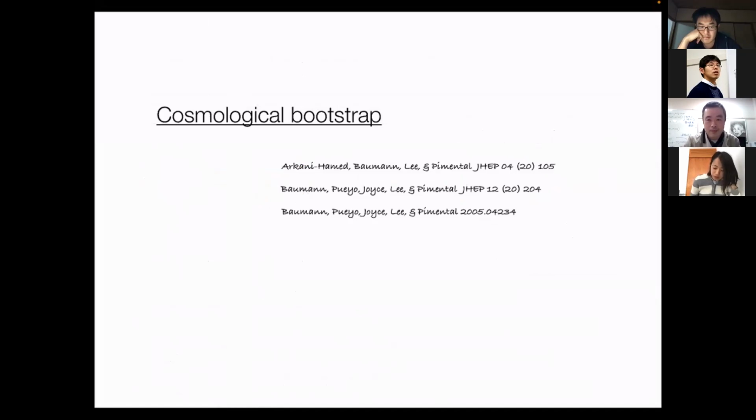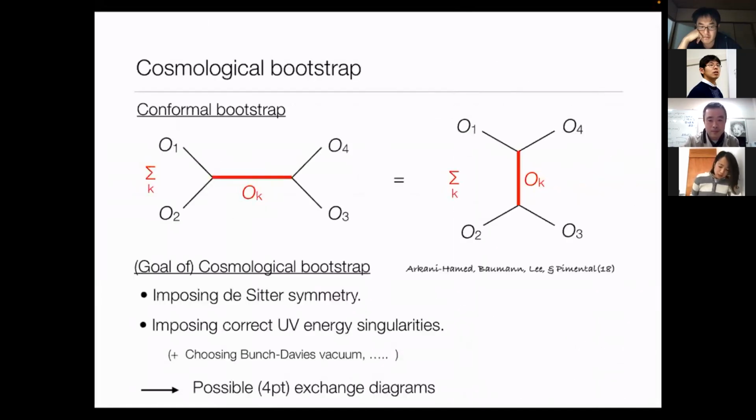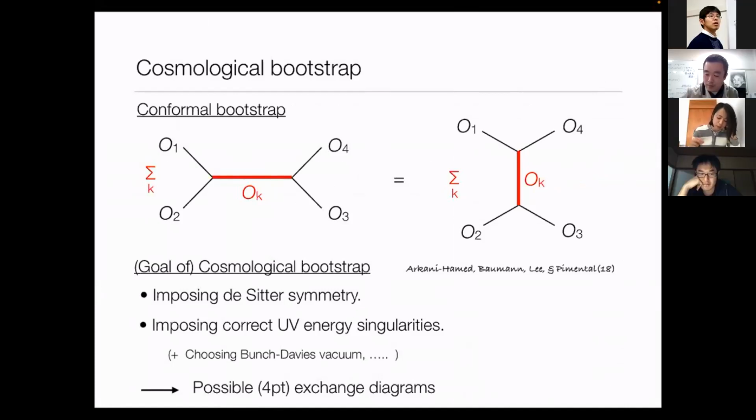Let me talk about the cosmological bootstrap. Conformal bootstrap gives you a relation between the S channel and T channel, so swapping the contraction, which follows from the theoretical consistency of the conformal field theory. And likewise, the goal of the cosmological bootstrap is the following. Imposing the zeta symmetry and also imposing the correct UV energy singularities, and there are a few more assumptions, but based on those two, the goal of this program is to extensively study possible exchange diagrams, likewise conformal bootstrap, by bootstrapping from the singularity structures.